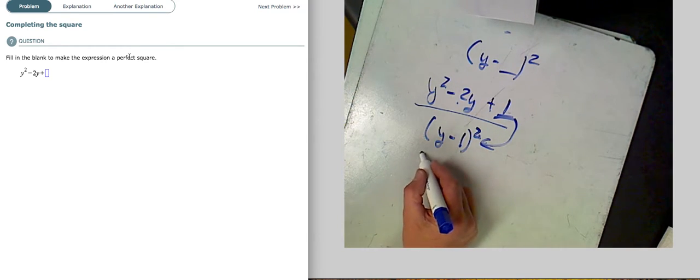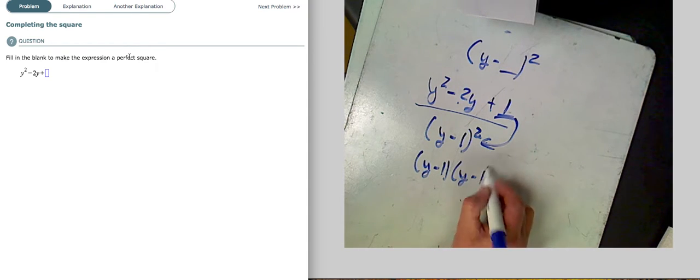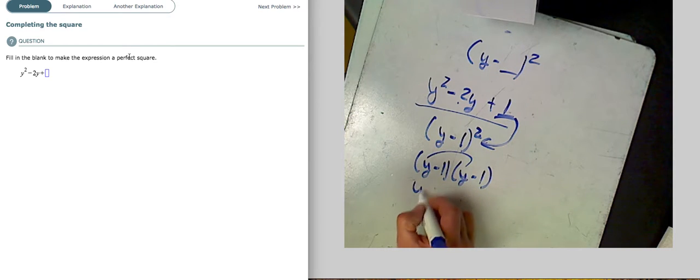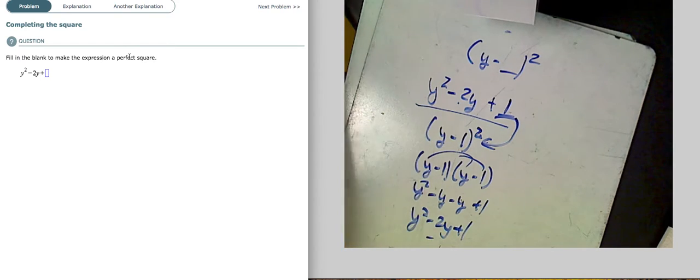And if you're not sure that you did it right, you can always square it back out and get y squared minus y minus y plus 1, or y squared minus 2y plus 1. So you can see that that worked. Let's see if we've got another one here.